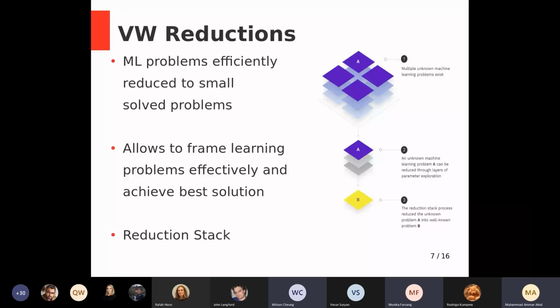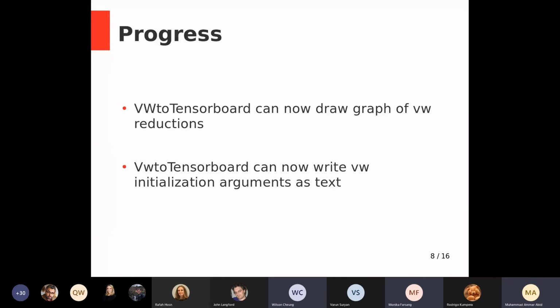Okay. So the progress on that, which I did before my second check-in, was that the VW22 TensorBoard can now draw a graph of VW reductions. So basically, it draws a graph of the VW model, and it can also now write VW initialization arguments as text. So yeah, the technical problem.